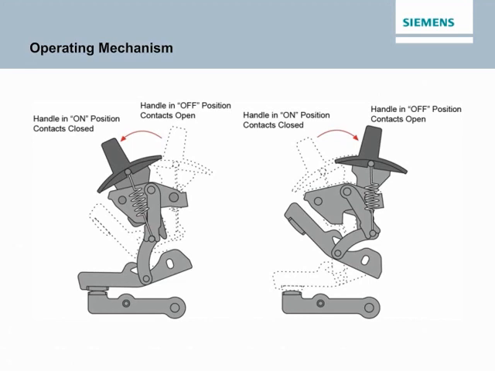The contacts are opened by moving the operating handle from the on to off position. In this process, a spring begins to apply tension to the mechanism. When the handle is directly over the center, the tension in the spring is strong enough to snap the contacts open. As in closing the circuit breaker contacts, contact opening speed is independent of how fast the handle is operated.